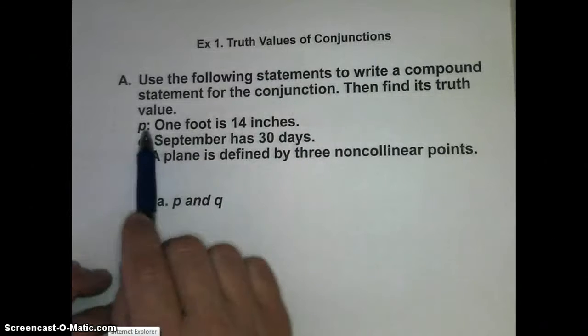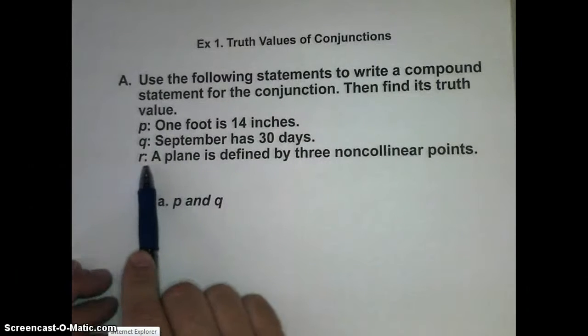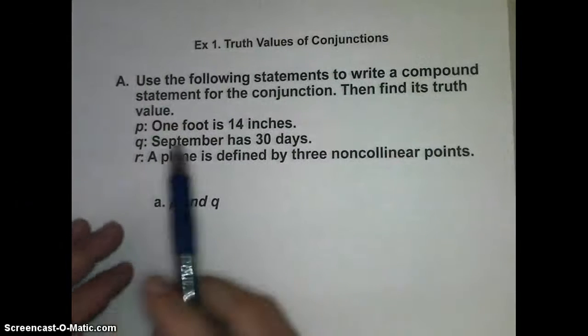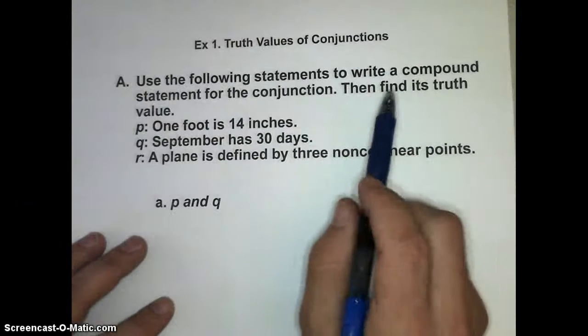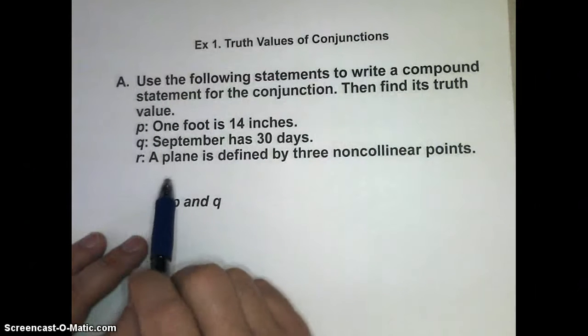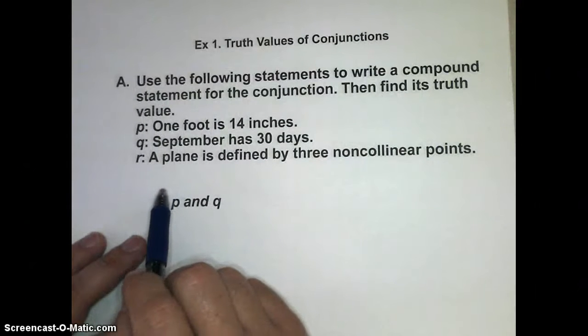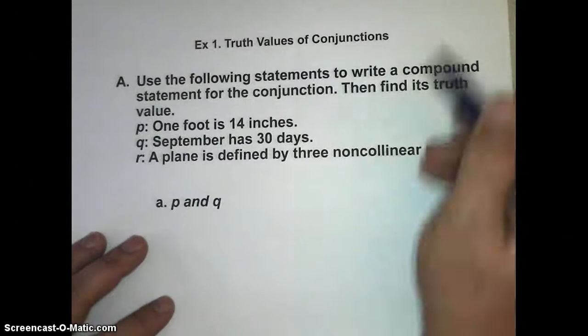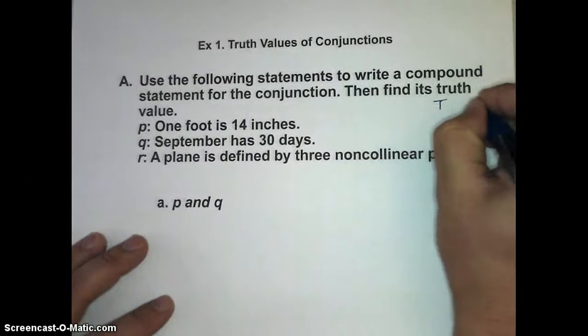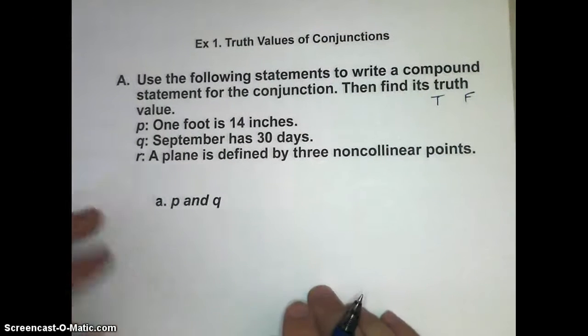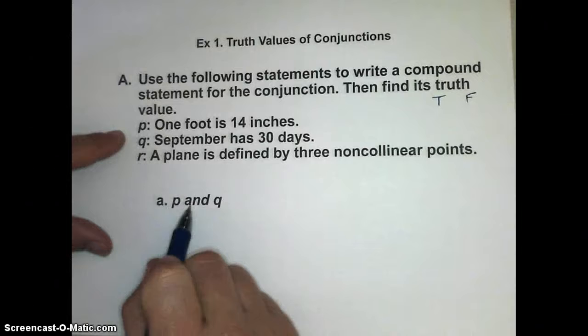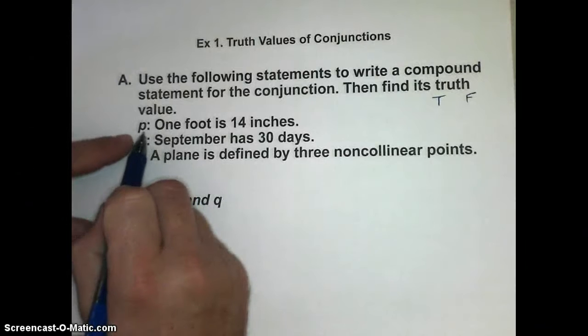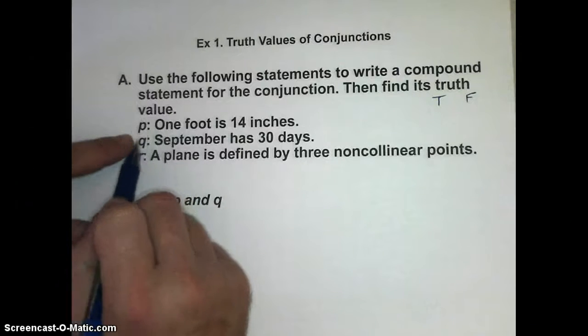We're going to use the following statements of P, Q, and R for the next parts of example 1, these three parts, A, B, and C, to find out what the compound statement is for the conjunction and what the truth value is, true or false. Remember, truth value is either true, T, or F for false. So let's take a look. They first want us to take a look at P and Q. So we're going to make a compound statement joining the statements P and Q.